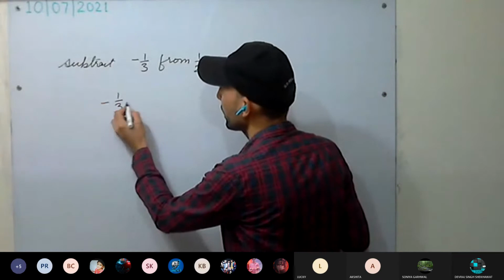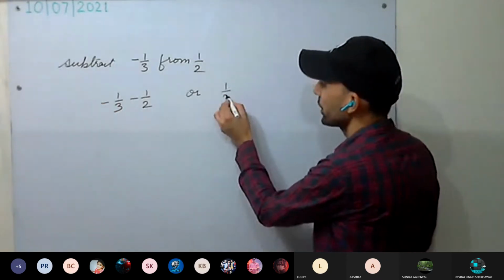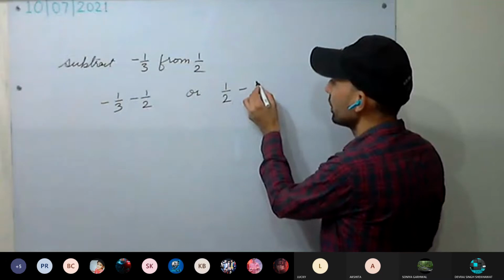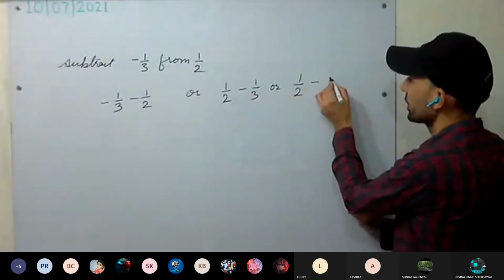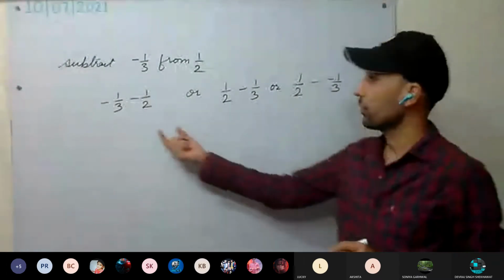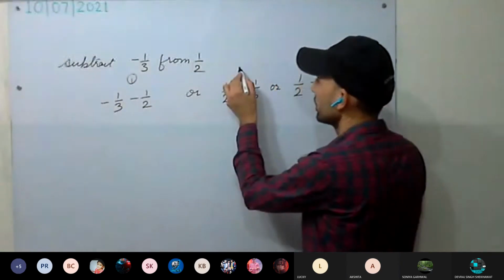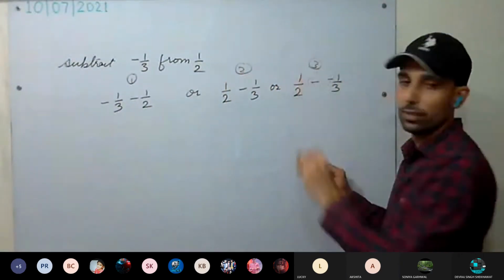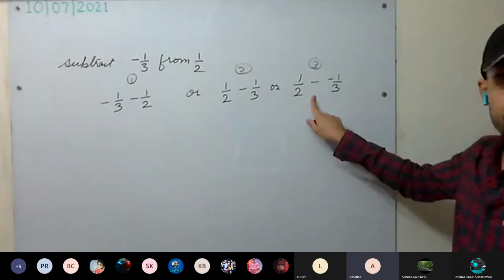One is minus 1 by 3 minus 1 by 2, or 1 by 2 minus 1 by 3, or 1 by 2 minus 5 minus. Okay, which is the correct one? This one, or this one? First, second, third. Which one is correct? Sir, third. Third one is correct.